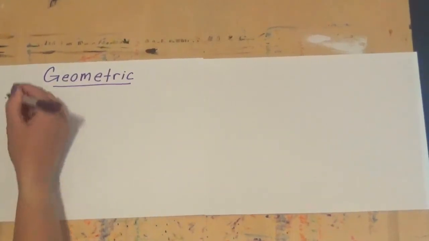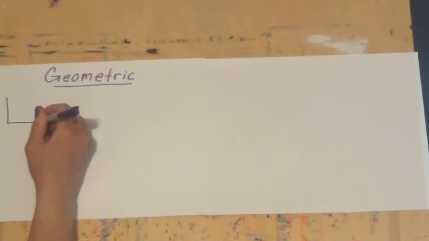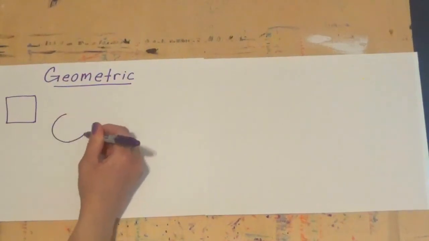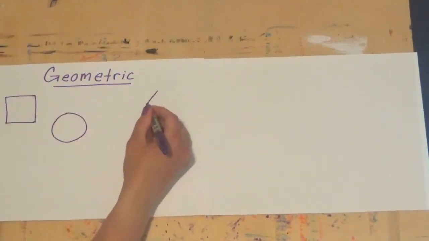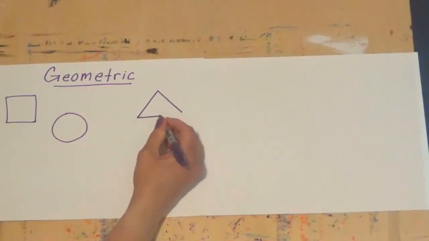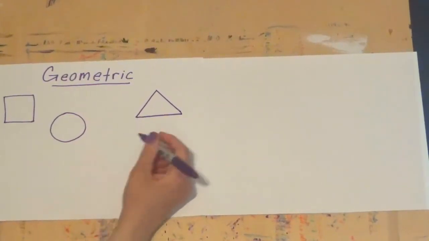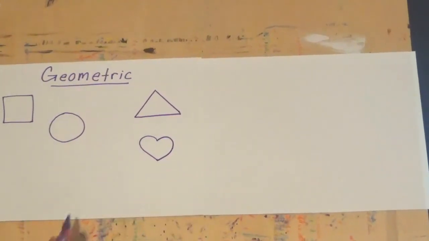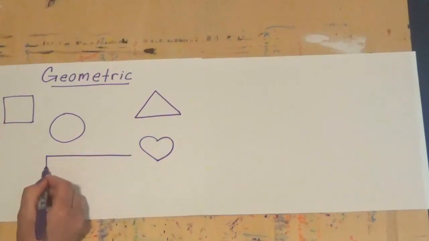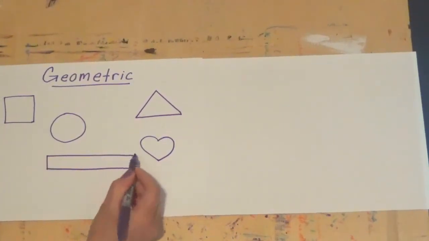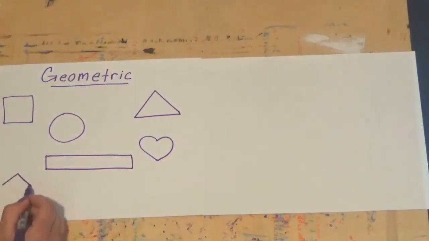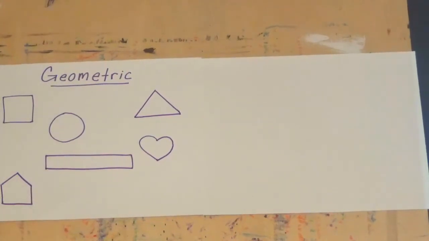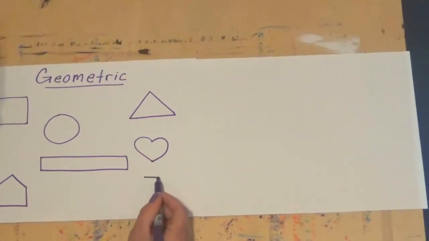These are shapes that have names, shapes that you can measure, shapes that are used in math, like a square. Let's see what other ones I can think of. A circle, a triangle. A heart is a geometric shape. A rectangle is also a geometric shape. A pentagon that has 5 sides is a geometric shape.